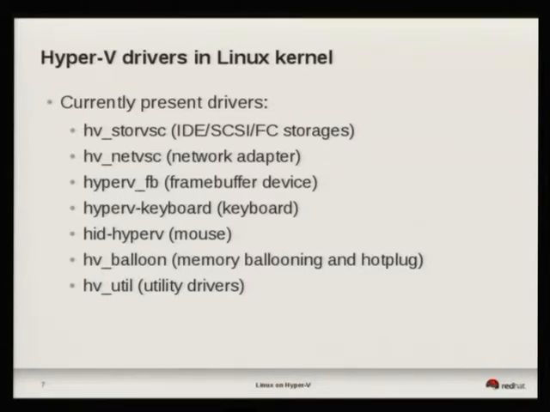These mainly are the frame buffer device, so you can draw something on your screen. You have the keyboard, and actually the funny thing is that in a generation 2 VM, this driver is mandatory. Unless you have it, you won't be able to type anything in your VM. So don't forget to put it in your RAM disk if you want to debug something. It has an emulated mouse. It has a ballooning and memory hot plug driver, which is very specific to Hyper-V, and I will tell you about this particular driver later. And it also has utility drivers.